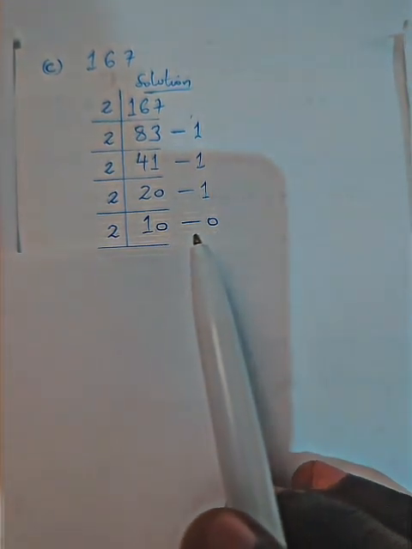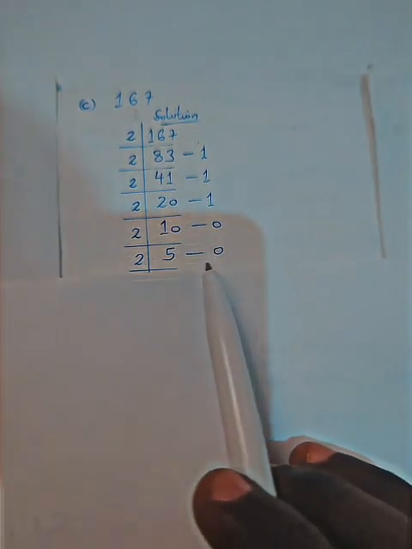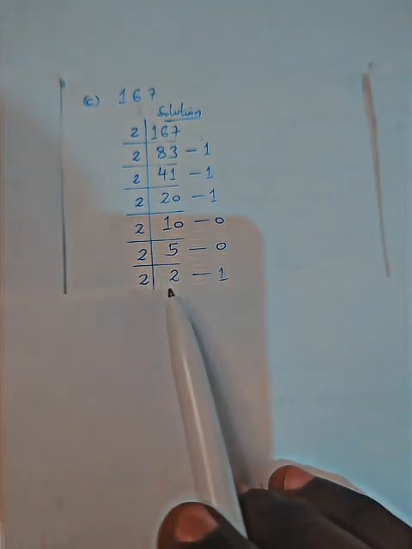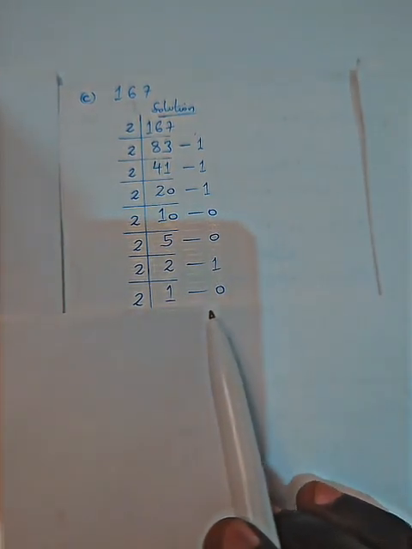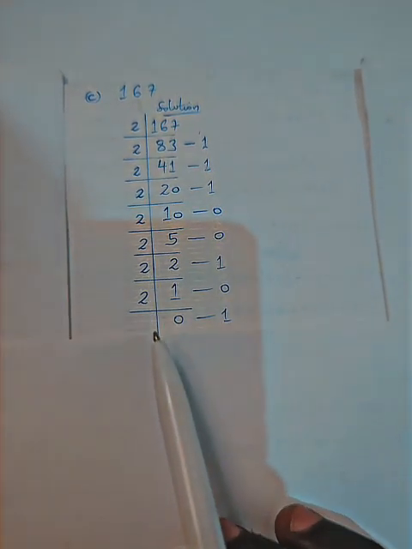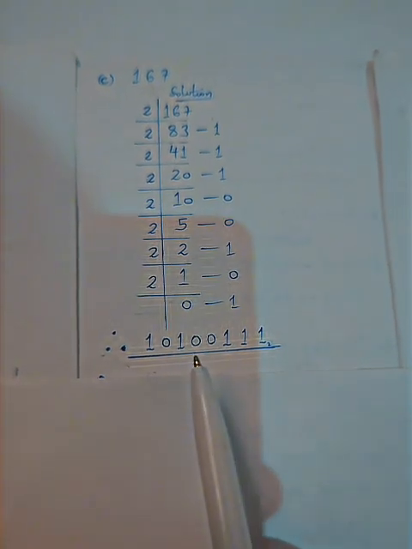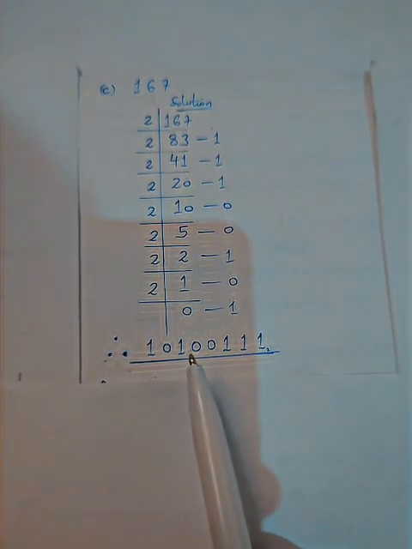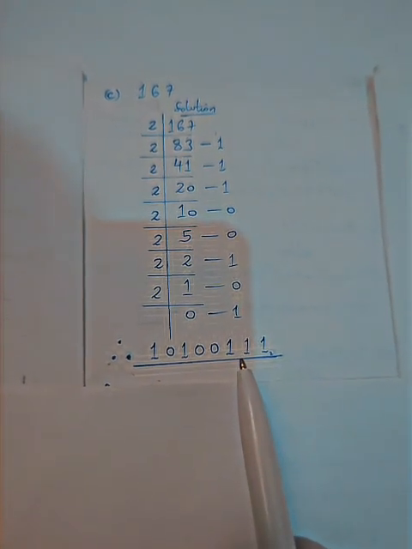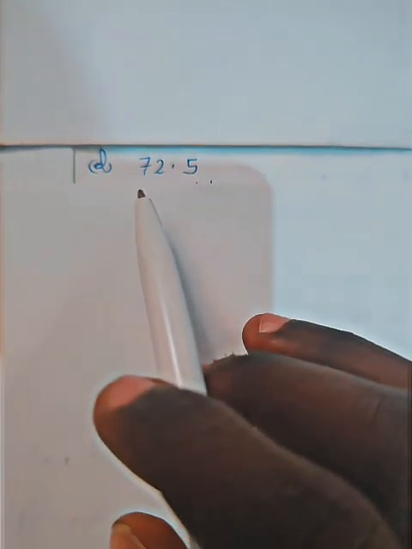Therefore, 20 divided by 2 you get 10. Remainder is 0. 10 divided by 2 you get 5. Remainder is 0. 5 divided by 2 you get 2.5. Remainder is 1. 2 divided by 2 you get 1. Remainder is 0. 1 divided by 2 you get 0.5. Remainder is 1. Therefore, the answer of 167 decimal number into binary will be 101001111 as a binary number. This is the answer.